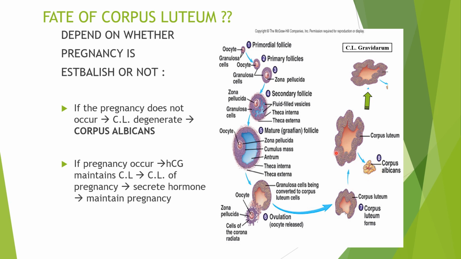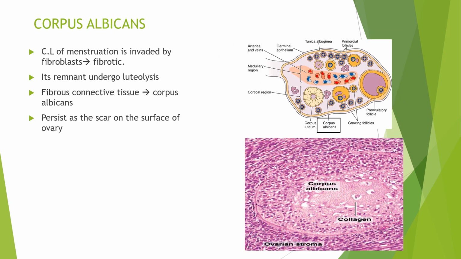But if pregnancy occurs and there is fertilization, there is continued release of human chorionic gonadotrophin hormone from the developing zygote, and this hormone maintains the corpus luteum, which becomes the corpus luteum gravidarum or corpus luteum of pregnancy.